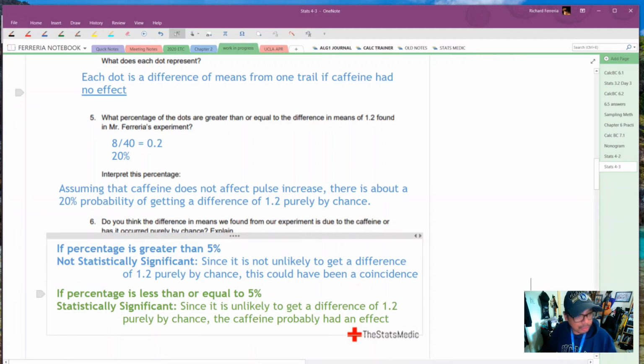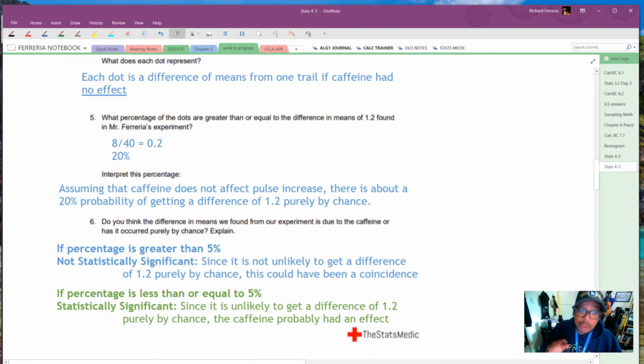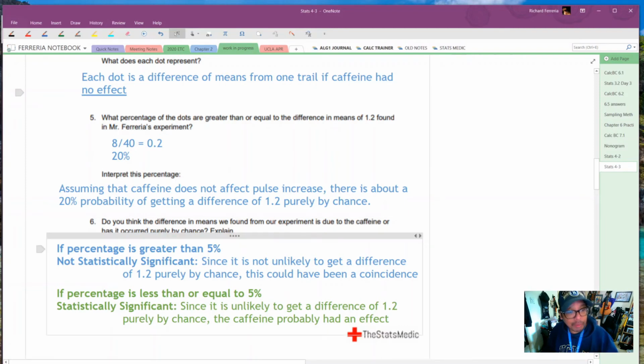Those are our two really big vocabulary terms for today. Not statistically significant means that things could have happened by chance because the probability is, in this case, 20%, but generally speaking, greater than 5%. And statistically significant means that since we get a probability less than 5%, it's unlikely to have gotten our result in our first experiment purely by chance.